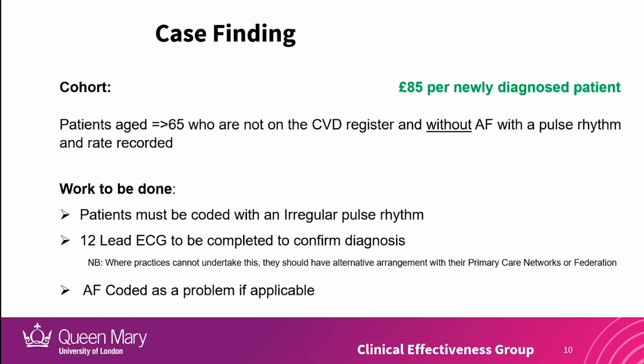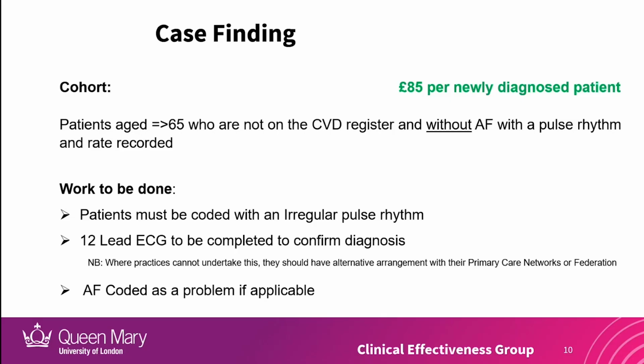There has been a very slight change for your case finding, and that is that you no longer need to record suspected arrhythmia. So for your cohorts of patients, are you aged equal to or above 65 and over? They don't have CVD and they don't have AF. With these patients, you need to make sure that they have a pulse rate and rhythm recorded. And the work to be done is on the patients that have an irregular pulse. So irregular pulse, you would then need to make sure that they have a 12-lead ECG done within practice.